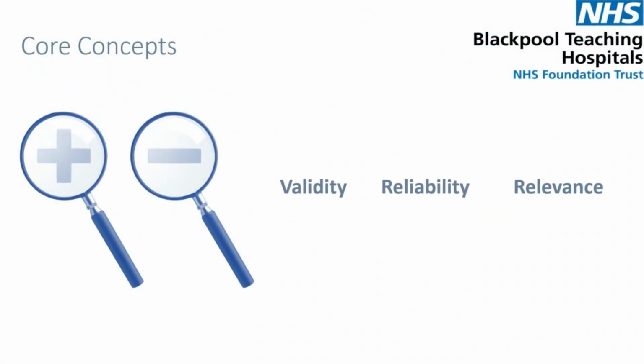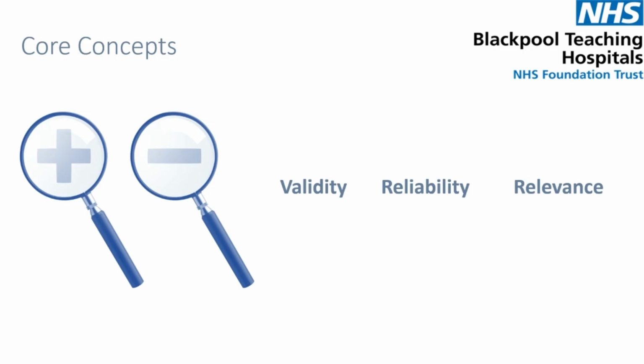Now, let's talk about three core concepts at the heart of critical appraisal. The first, validity, which refers to how well a study is designed and conducted. Does it actually measure what it claims to measure? Are the methods robust and free from systematic errors? Second, reliability is about consistency. If the study were to be repeated in a similar context, would it produce similar results?